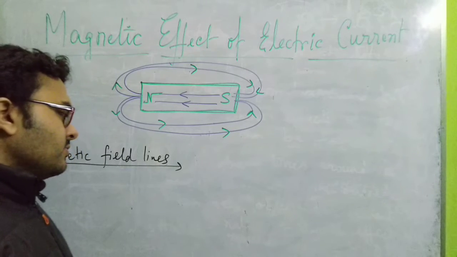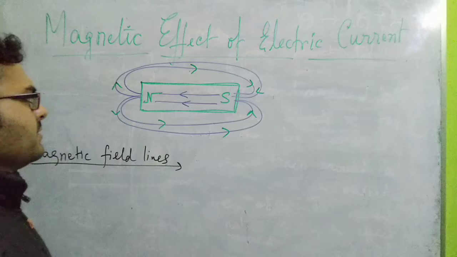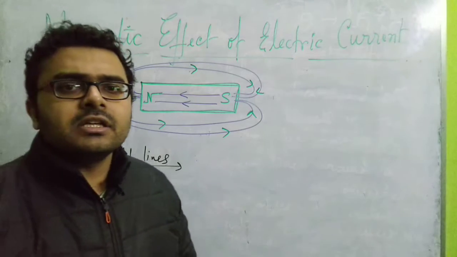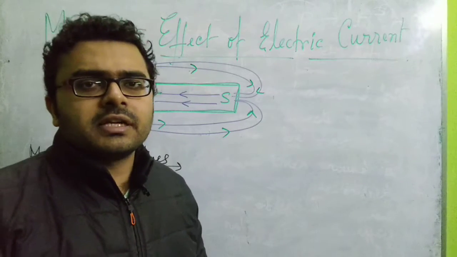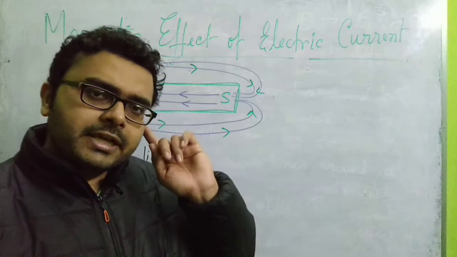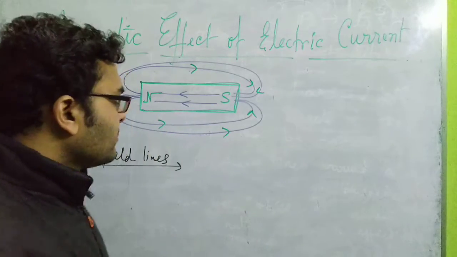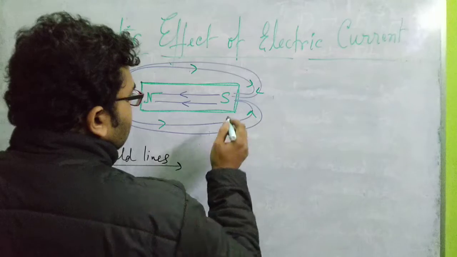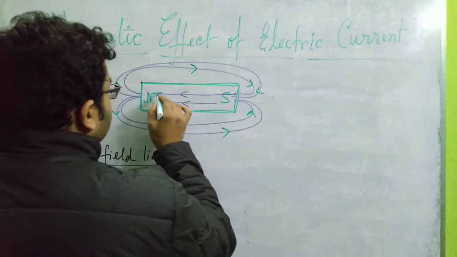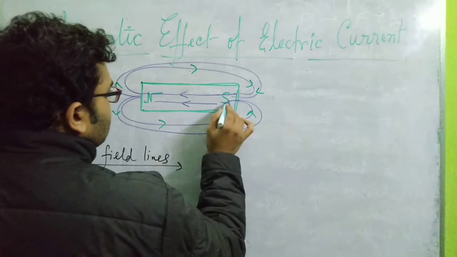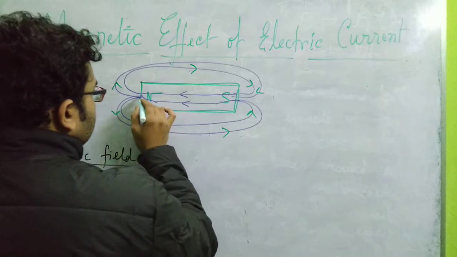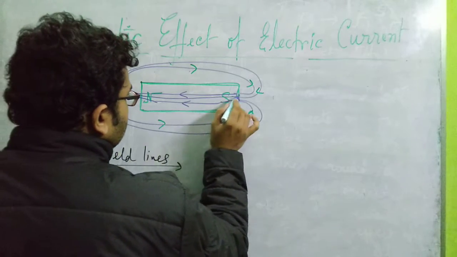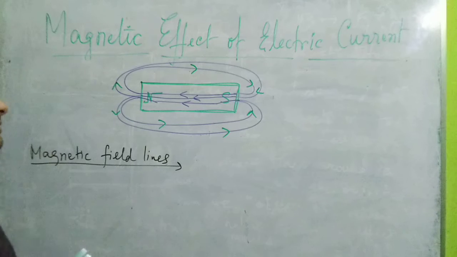Also, magnetic field lines are continuous curved lines. They do not show any break. So these lines will continue from the outside, like this, and there is also a line here. Without breaking, these lines continue.